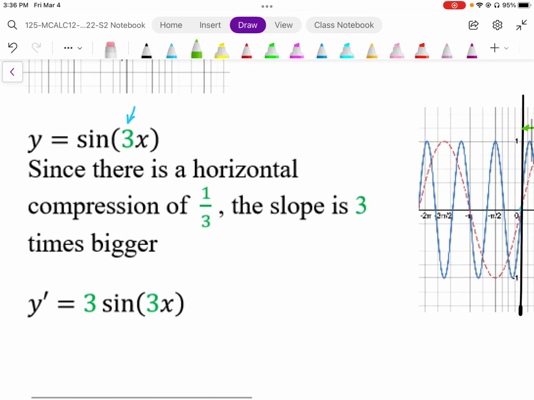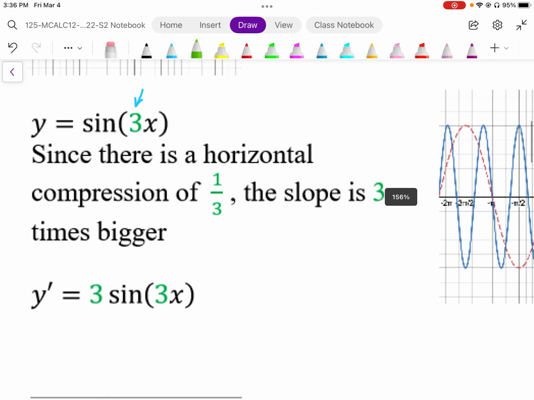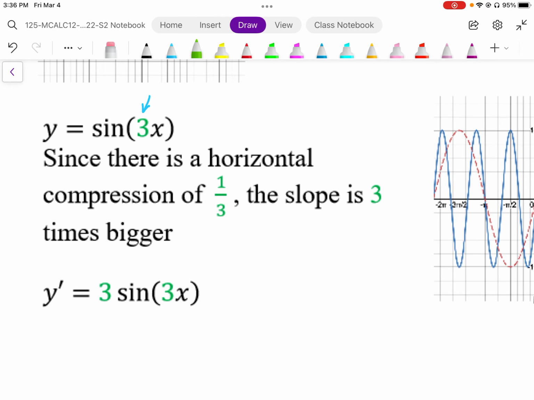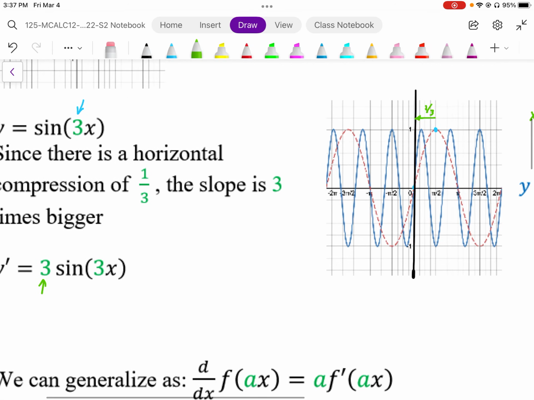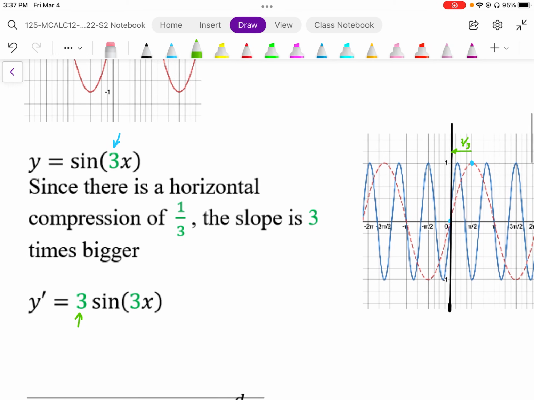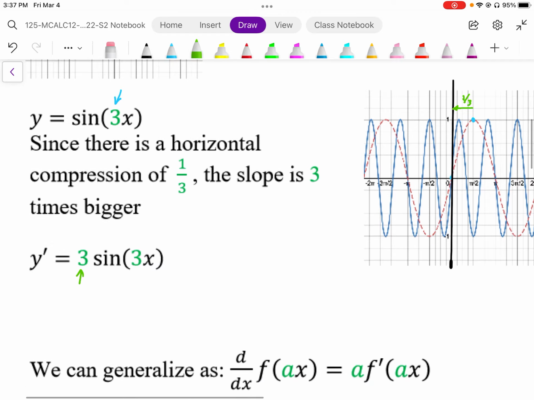So when I do the derivative, since its slope is going to be affected the same way, when I differentiate with an inside horizontal compression of 3x, I can account for that horizontal compression by multiplying the slope function, or the derivative, by times 3. And that accounts for a 3 times greater slope at any point x. And this actually can be generalized for every function.